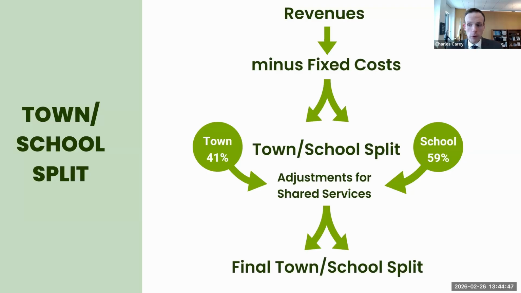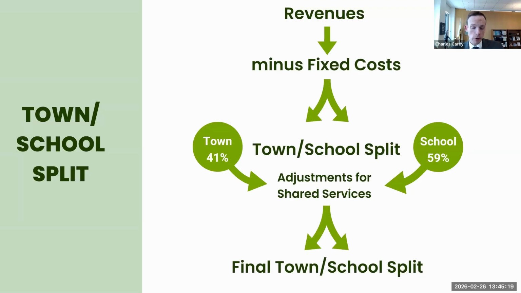When this was first done in 1995, this split was 50-50. And since then, we've revised the formula for it several times. What it's ultimately resulted in is roughly 59% of revenues going to the schools and 41% going to the town after shared costs are accounted for. That's based on actual operating costs and what we think is reasonable under those circumstances.